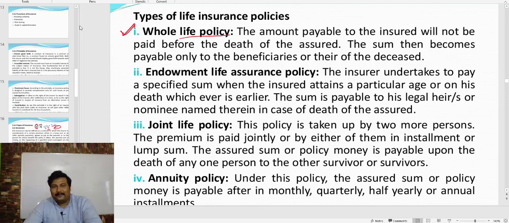Like Mr. Ram takes a whole life policy. Mr. Ram will not get the amount of this insurance. Mr. Ram's representative will get the amount after his death.